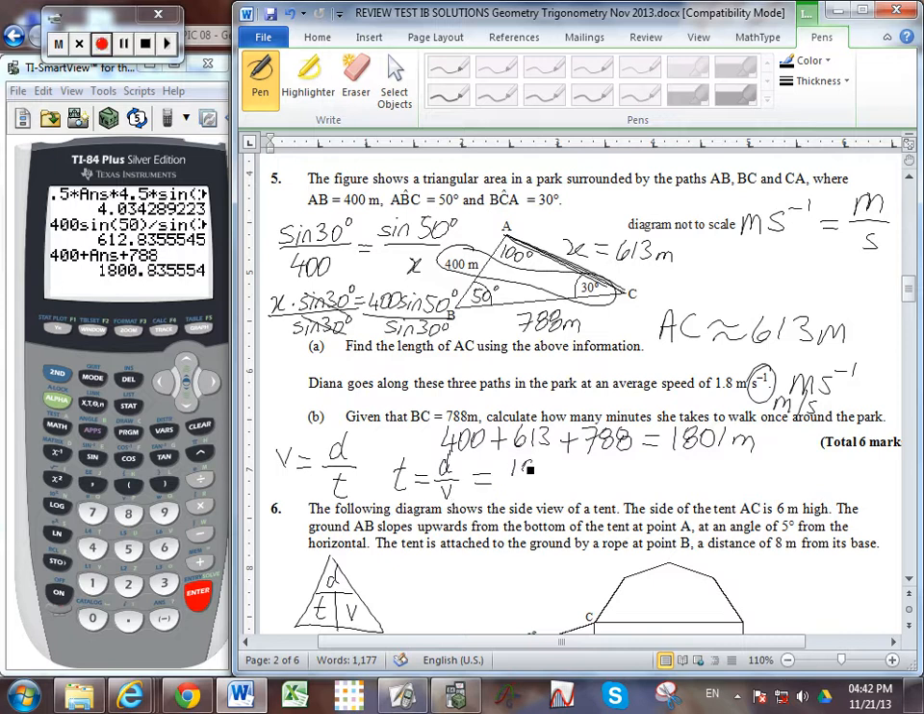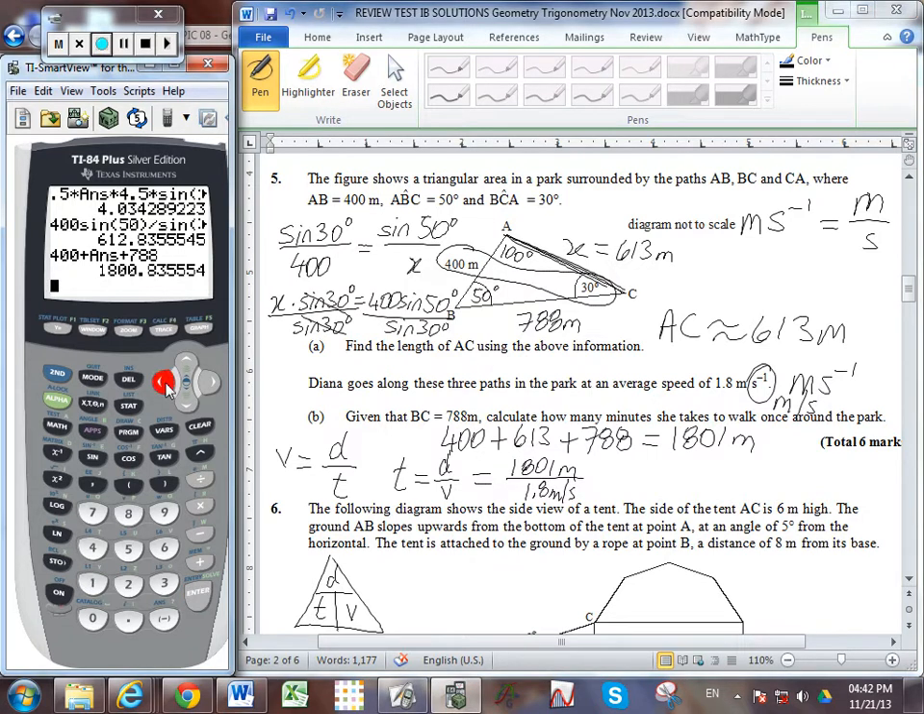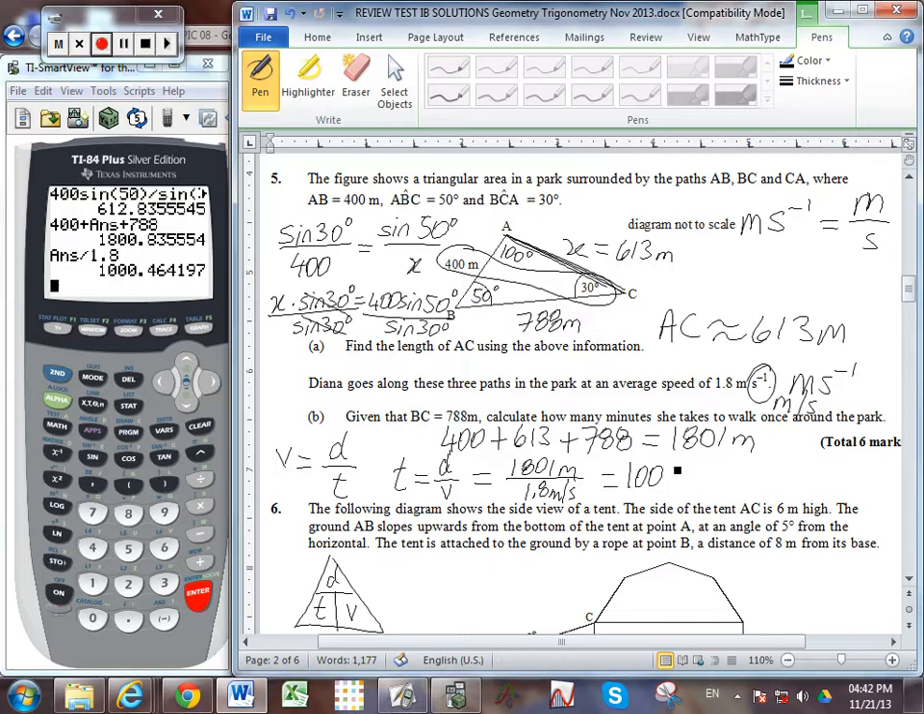Our distance is 1,801 meters, and she's walking at 1.8 meters per second. So let's see what we get. I'll take my exact value, in fact, the answer that I just had, which is an even more precise amount for the distance, and we'll divide it by 1.8. And it takes 1,000.5, let's say, 1,000.5. And what is the unit of time that we're dealing with? Well, we had the meters over meters, they cancelled. The seconds is the only thing that's left. So this must be the amount of seconds.